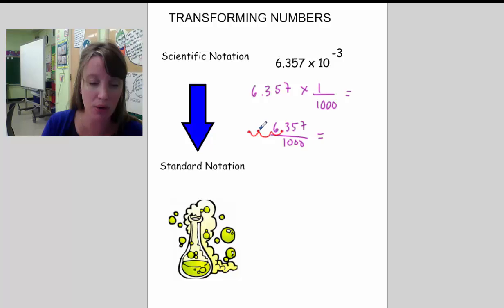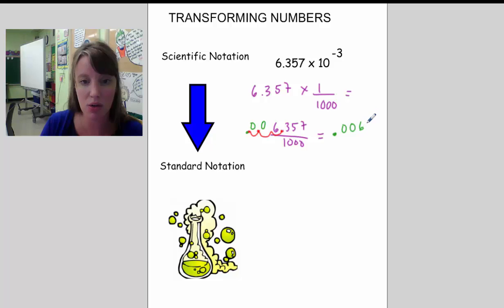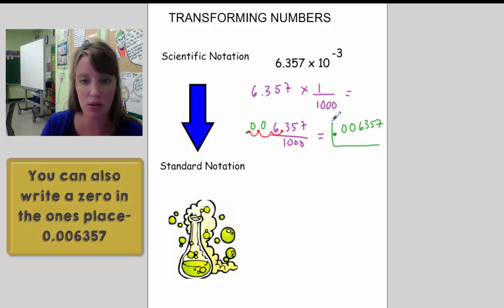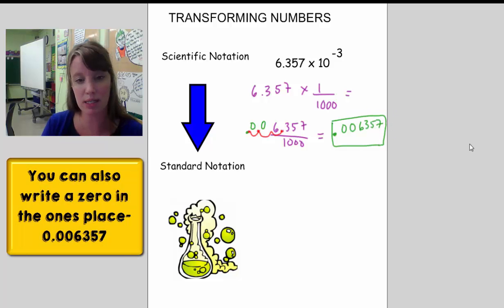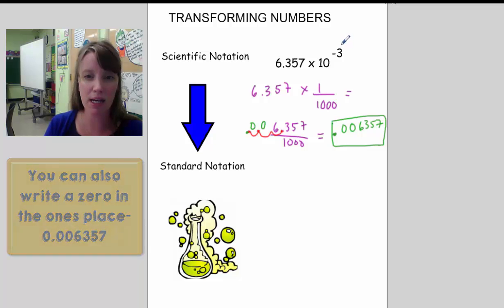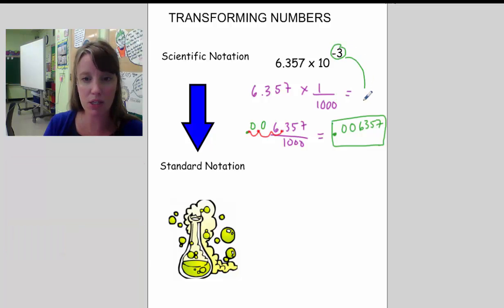1 for each power of 10. In the end, I'm going to fill in these zeros, and the decimal place ends here. So it's going to be 0.006357. Okay? And that's how we can write it in standard form. What I really want you to notice is that this might be a negative exponent, but remember, the answer never gets negative. It just gets very, very small.